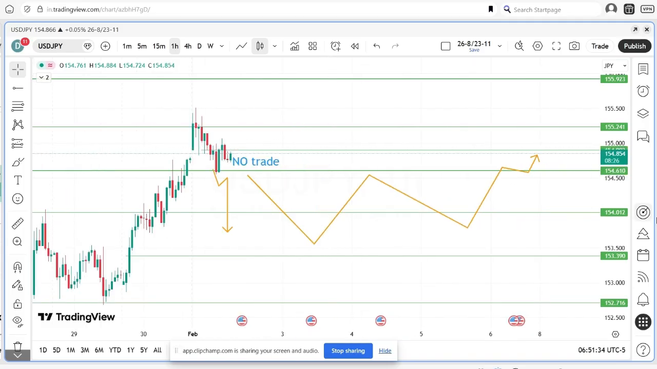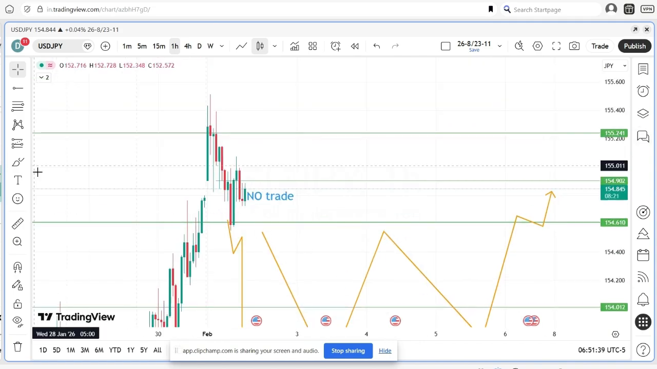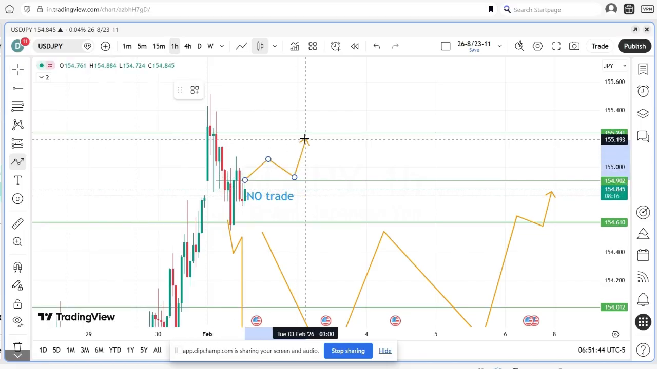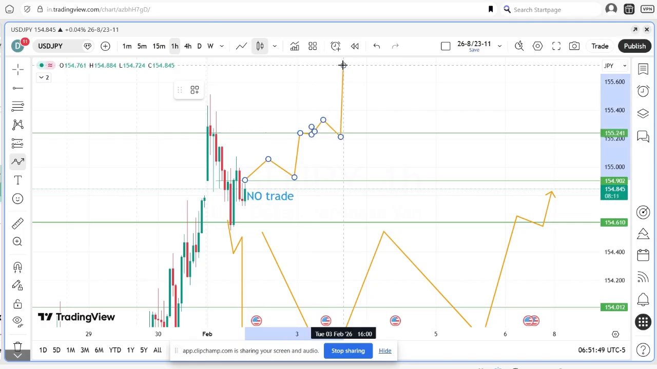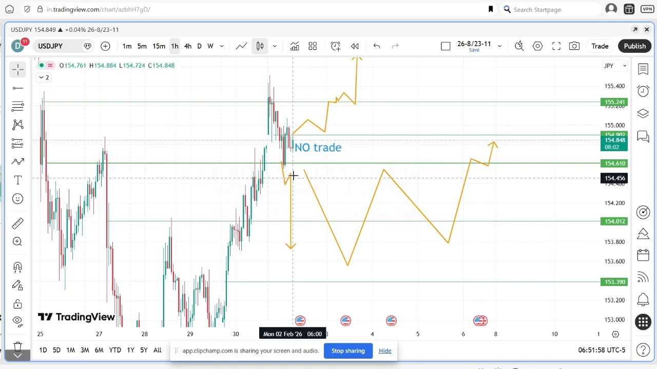So this whole zone will be a no trade zone. Above this level, we have to look for buying opportunities with this as target. This will be a first target, and if it stays above this level, then we can look for another high target. Okay, and below this level, we have to look for shorting opportunities as usual.